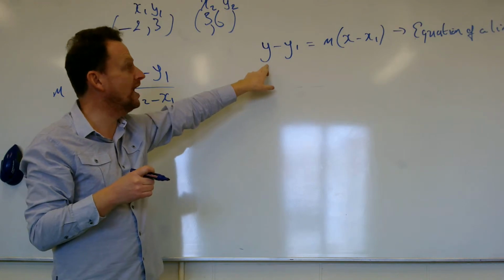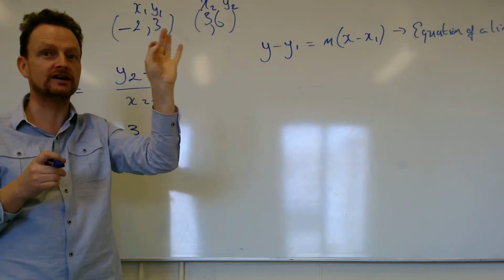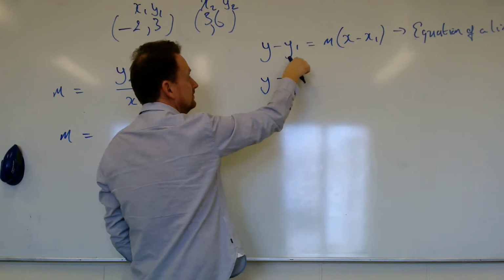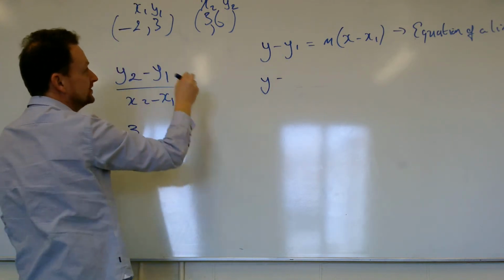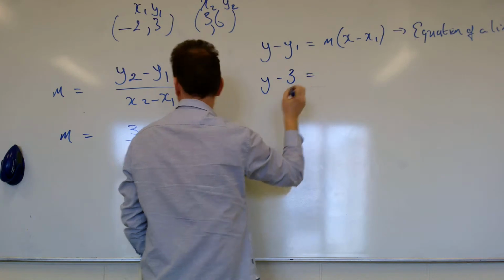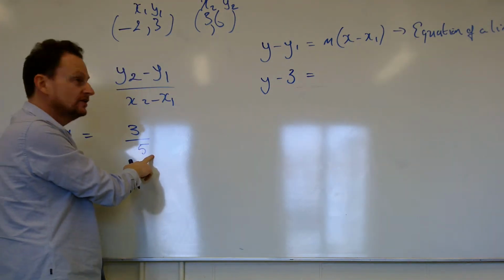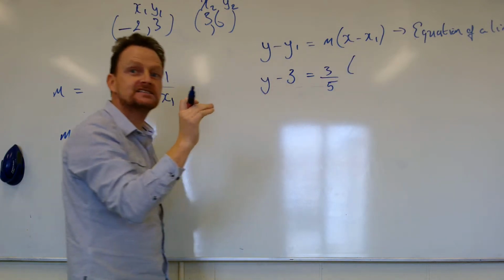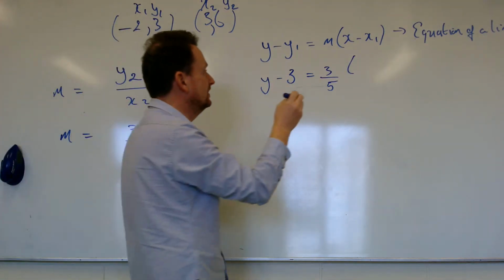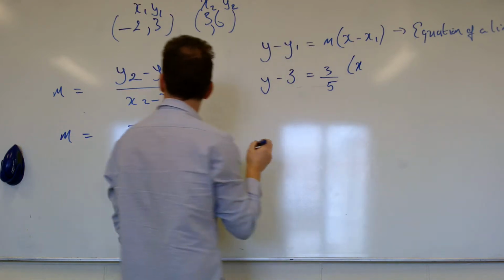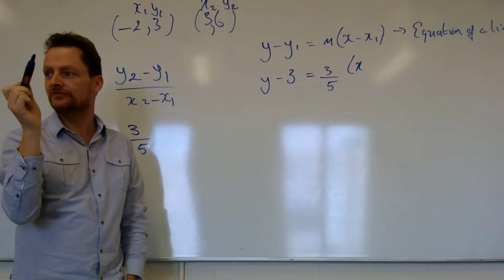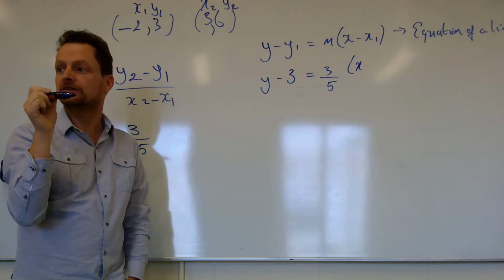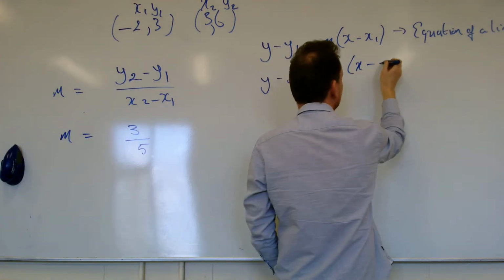So y, you leave it. There's no y1 there. It's just the letter y. y1, do I have a value for y1? Yes, it's 3. Equals m, and m in this case is 3 over 5. And then bracket x. I have no value for x, so keep it. Do I have a value for x1? Yes, and it's -2. So that means I must put it in brackets. So I'm going to go minus -2.